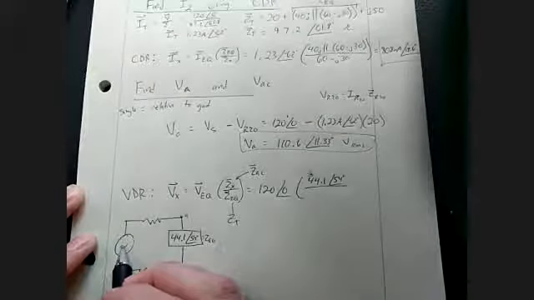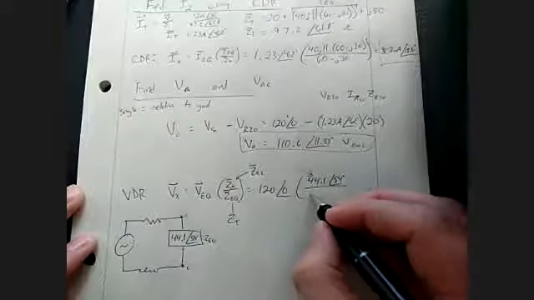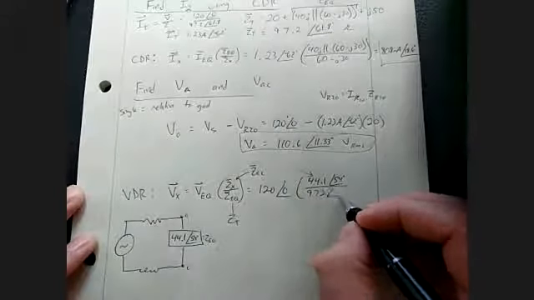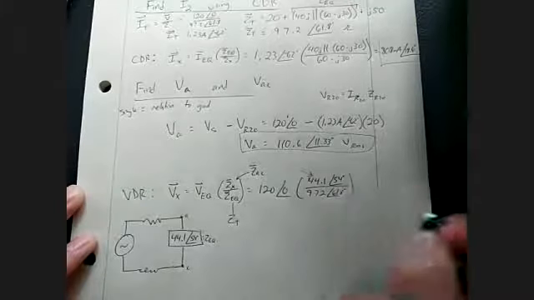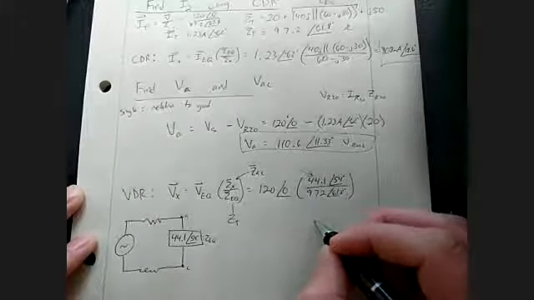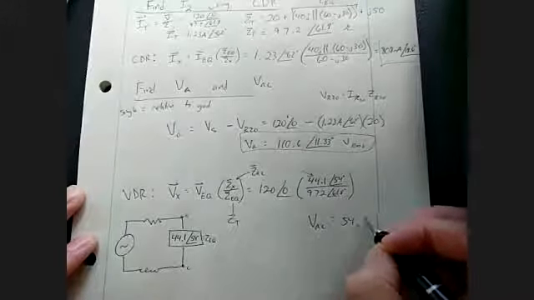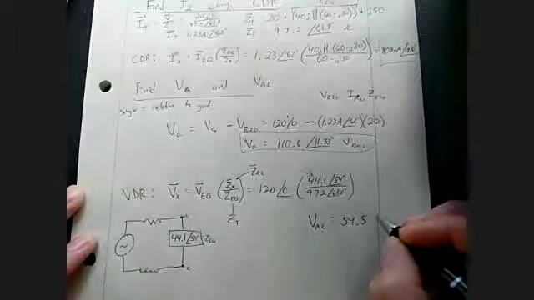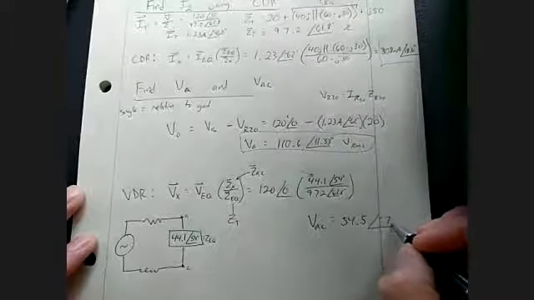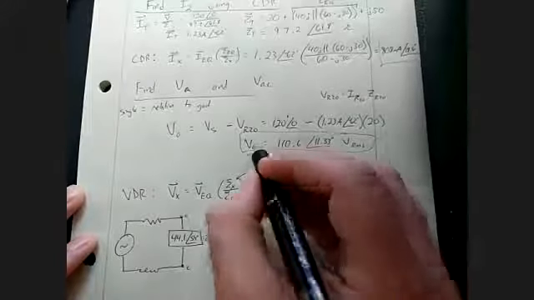And I'm saying 120 gets divided up between these series elements. So that is the Z total that we had earlier, 97.2, angle 61.8 degrees. And that comes out to VAC is equal to 54.5, angle negative 7.99 degrees. These are vectors.